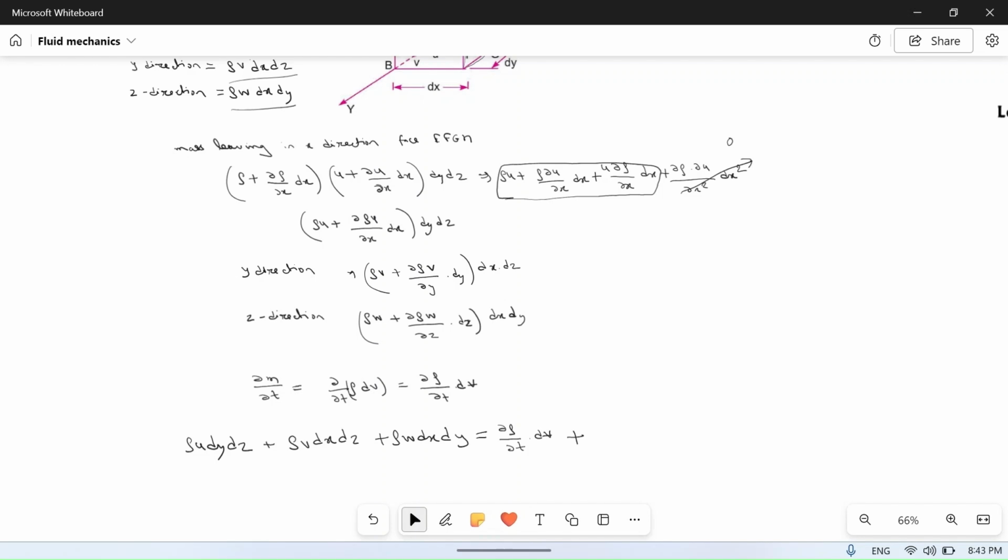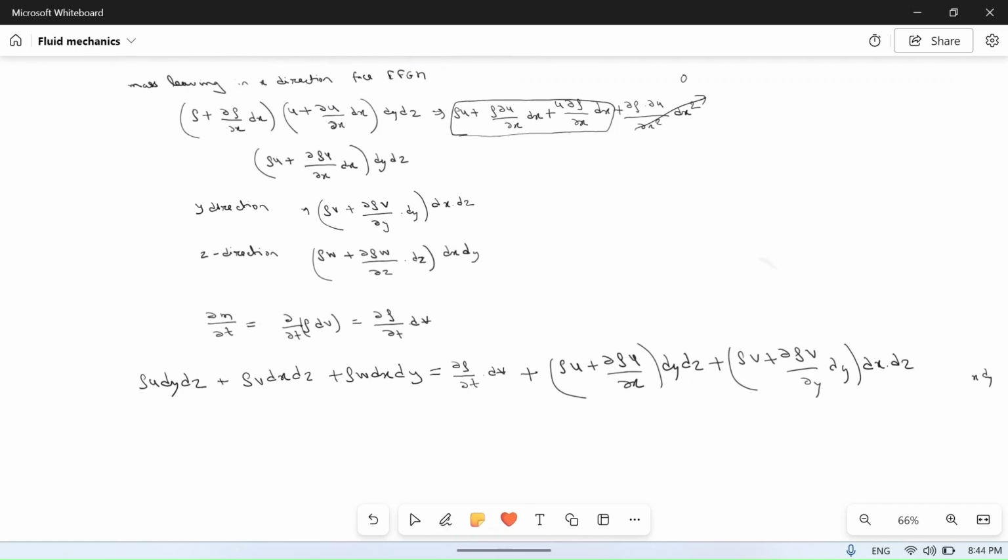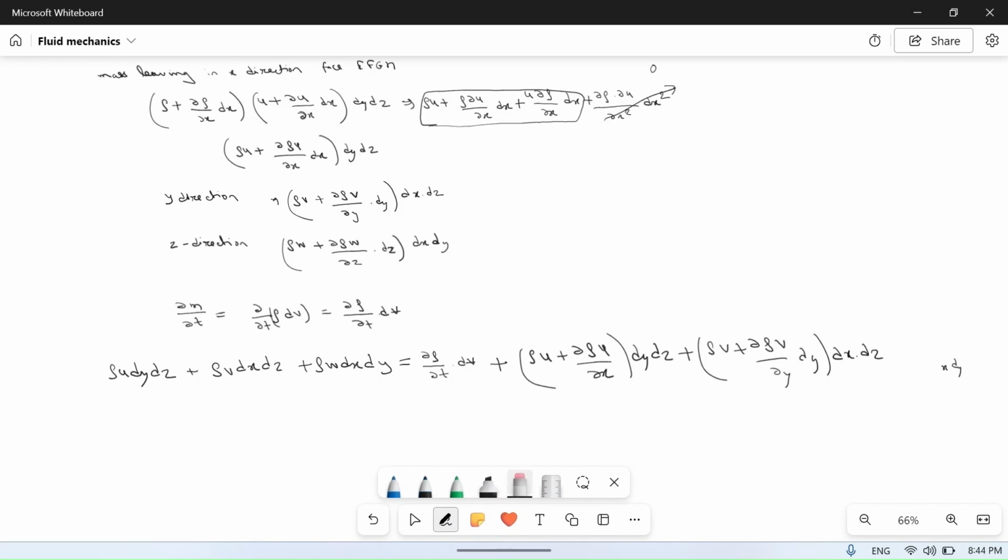the exit mass leaving. From the x direction it is rho u plus del rho u upon del x, into dy dz, plus in the y direction rho v plus del rho v upon del y, into dx dz, sorry, plus rho w plus del rho w upon del z into dz into dx dy.